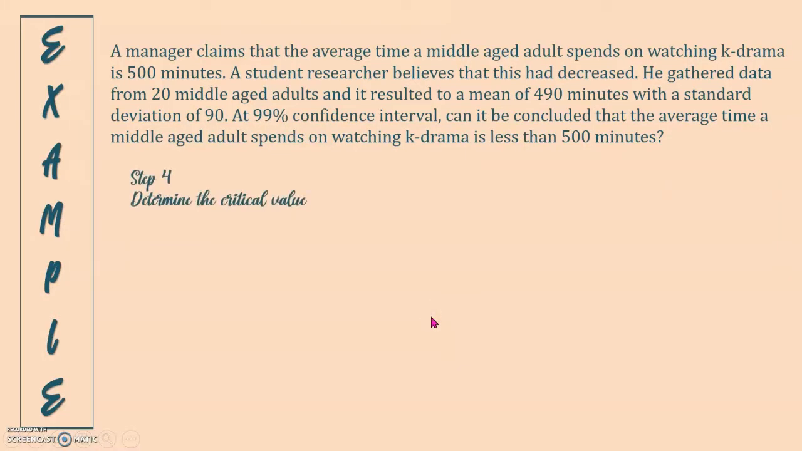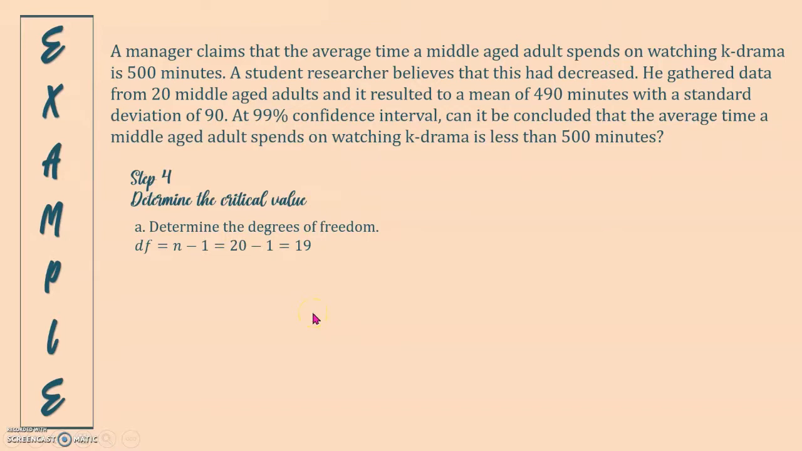Next, step 4, determine the critical value. In determining the critical value, we need to identify first our degrees of freedom. So df is equal to n minus 1. Our n here is 20, so 20 minus 1 is 19. So our degrees of freedom is 19.